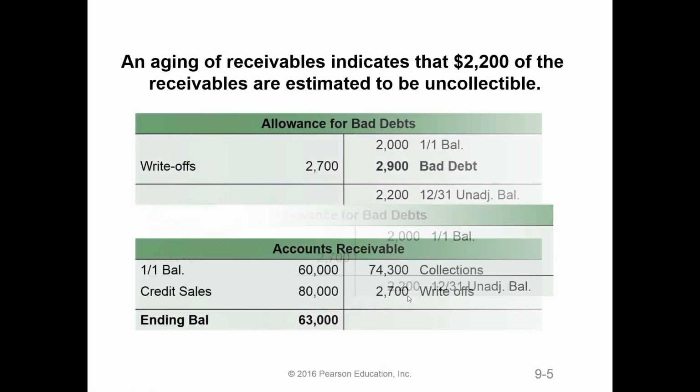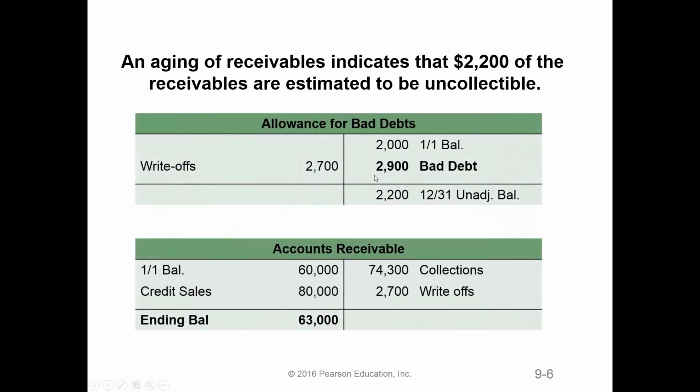And when you do that, the math ends up with a $2,900 credit, and that's going to be your bad debt entry that we'll do in just a second. But that's how that analysis of that T account works. You have to have $2,900 here for that to balance. So if you want to check it, you do $2,000 plus $2,900 minus $2,700 will give you $2,200 as the ending balance. Now this is what's going on in your accounts receivable. You started off with $60,000, then you made credit sales of $80,000. You collected $74,300, and you wrote off $2,700. So what's sitting in your accounts receivable as an ending balance is $63,000.